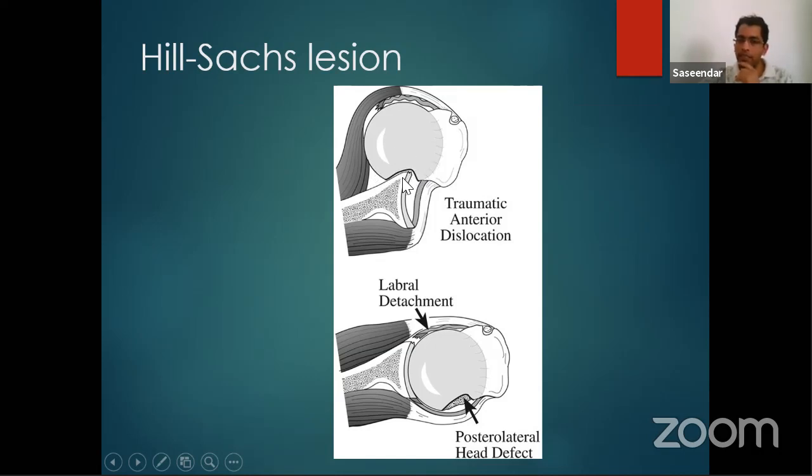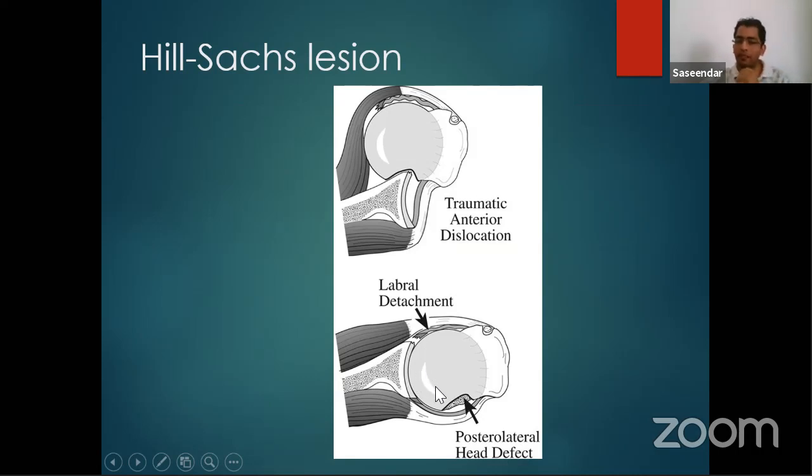The humeral head is coming and docking over the anterior inferior glenoid rim, and there is an impression fracture over there. After you reduce, you have a torn capsule and a torn anterior glenoid labrum, and on the posterior aspect, you have a large Hill-Sachs lesion. So this is called a bipolar lesion. That means you have a lesion on the anterior aspect and a lesion on the posterior aspect.